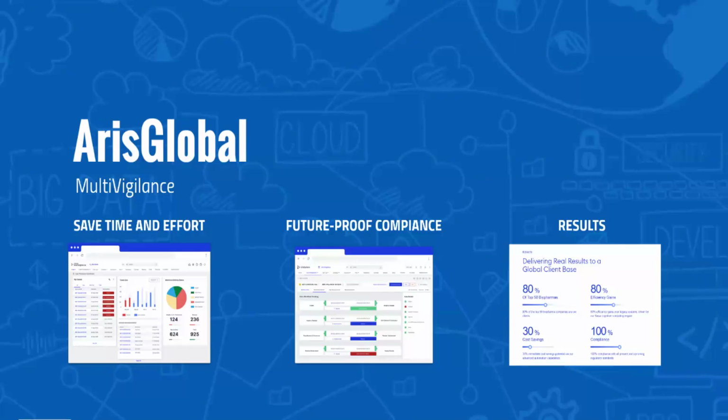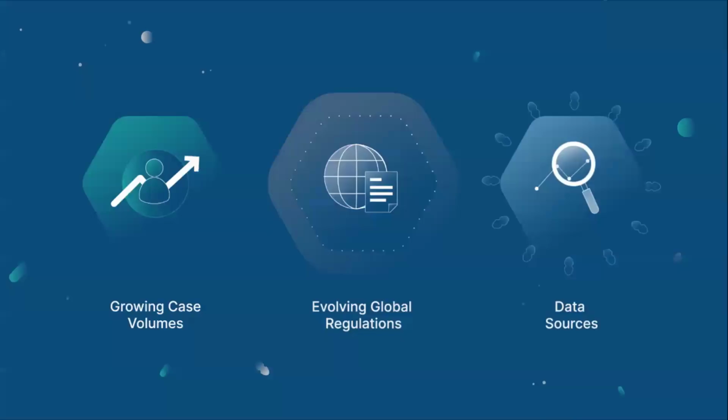So it is a multi-vigilance. As I told you, ArisG Global is the organization which has launched the database that is called the multi-vigilance, and it is called the LSMV, Life Sphere Multi-Vigilance. Okay, so it saves your time and effort. It will future-proof compliance, results oriented. Okay, they are giving you that. I will show you all.